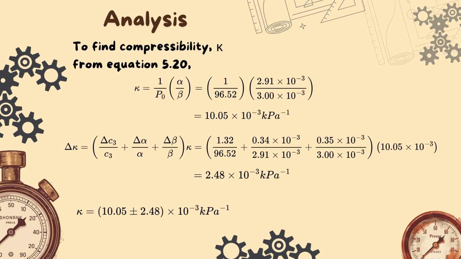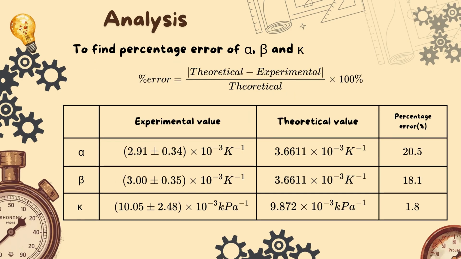Finally, we determine the compressibility using the relationship between alpha, P0 and beta. Our calculated compressibility is 10.05 plus minus 2.48 times 10 to the power of negative 3 per kilopascal. Regarding accuracy, we obtained a percentage error of approximately 20.5% for alpha and 18.1% for beta. However, our compressibility had only 1.8% error.